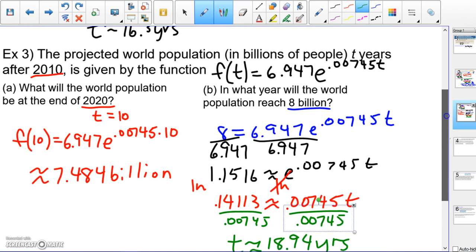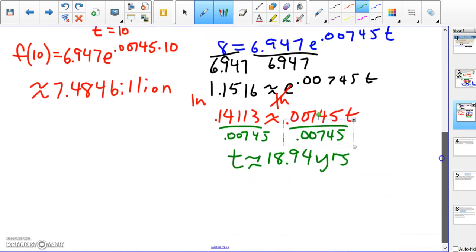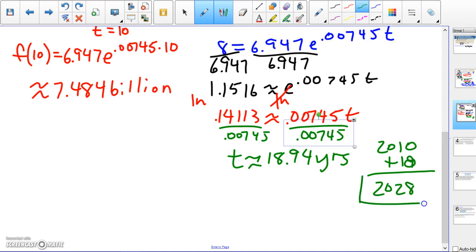It says in what year? So we have to go 19 years after 2010. No, we wouldn't do 19, we'd do 18. Almost 19, so it's going to be in the 18th year. So 2028. Sometime during the year 2028.